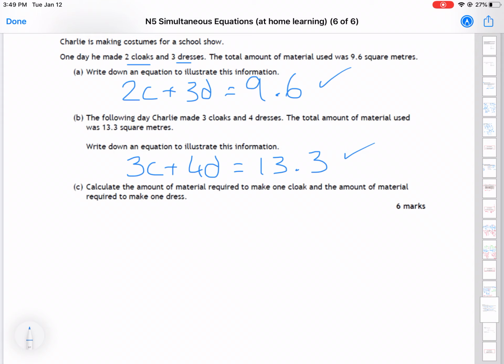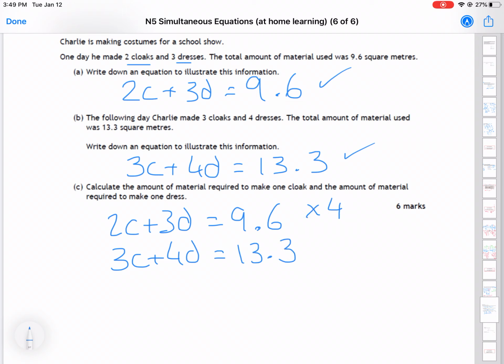Now, I've got these 2 equations here. It doesn't really matter which letter I decide that I'm going to multiply. I'm going to take the 2 equations and write them down. 2c plus 3d equals 9.6, and 3c plus 4d equals 13.3. Times the top one by 4 and times the bottom one by 3. If you choose to times the top by 3 and the bottom by 2, that will give you your c's with the same number. All I'm doing here is making my d's have the same number.